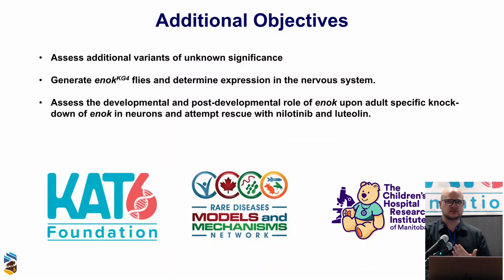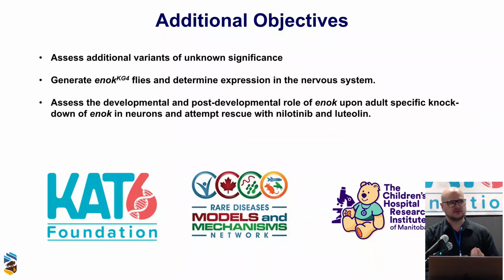In the last 10 minutes, I'll just talk about what we have going forward as additional objectives. Our work up until date had been funded by seed funding from the KAT6 Foundation and the Canadian Rare Disease Models and Mechanisms Network. And just for everyone's knowledge, there's now been 2 Canadian families that have donated directly to the lab to continue these studies under the purview of the foundation here, but for tax purposes, they can get a tax receipt by donating to our children's hospital that I'm part of.